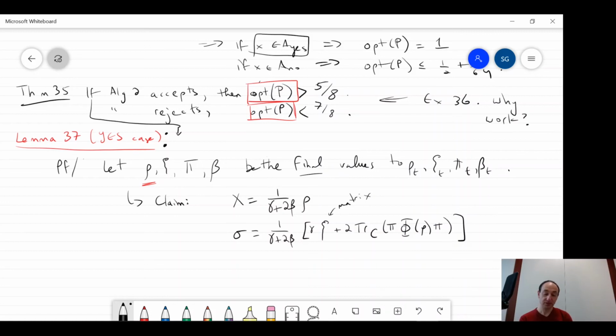Okay, so these are two operators I can construct. And the claim is that these together are a feasible solution to P with value at least 5/8. Okay, that's the claim. So this is what I was talking about earlier, that we're going to take the outputs of the algorithm and round them to some final solution to the SDP, x and sigma.